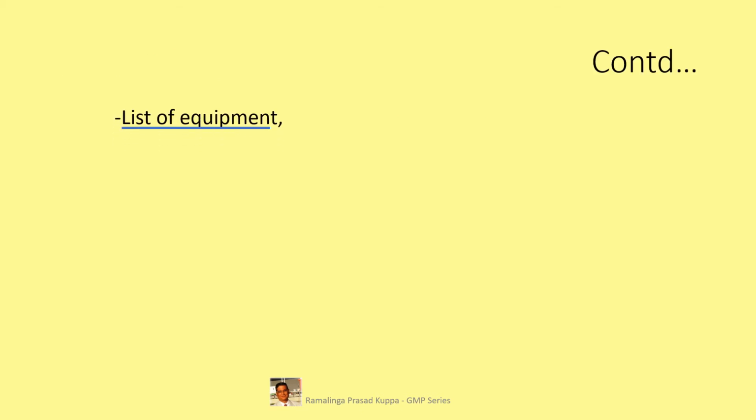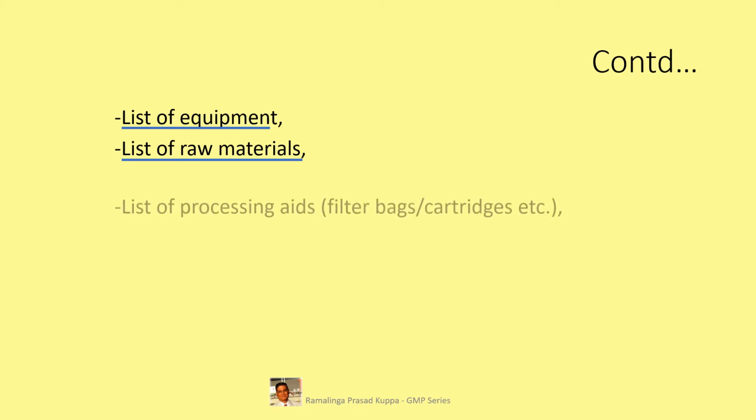List of equipment. The equipment train list should be captured here. If there are alternate equipment trains, that also should be captured here. List of raw materials. This list of raw materials should include specification number and unit of measure. Here the specification number is considered as current version.